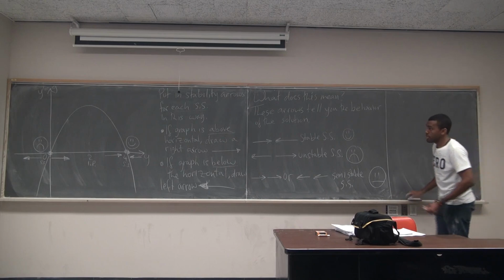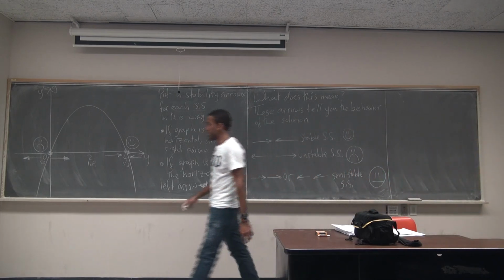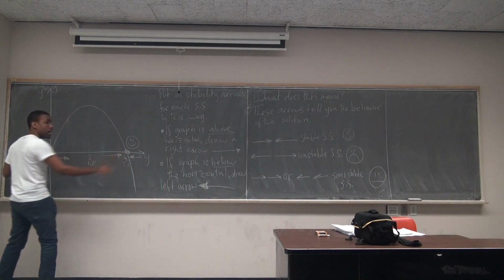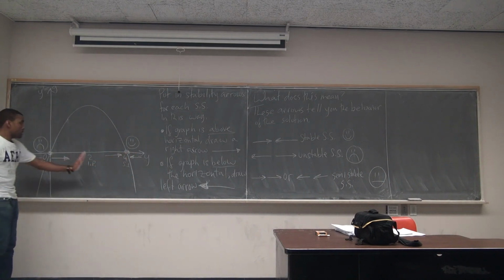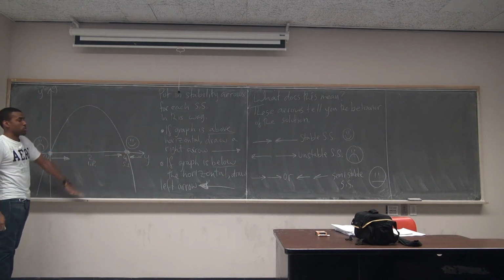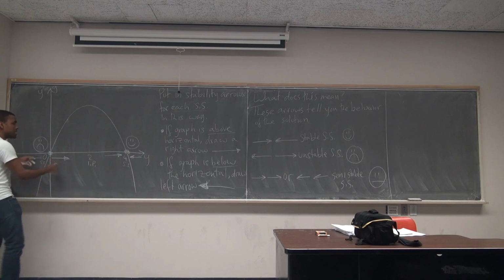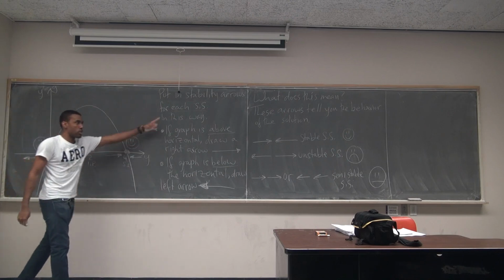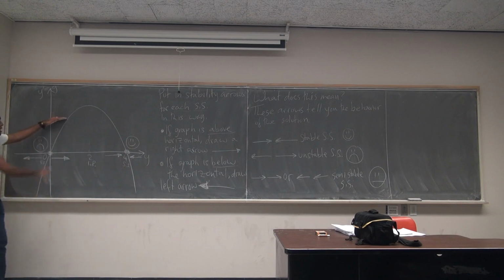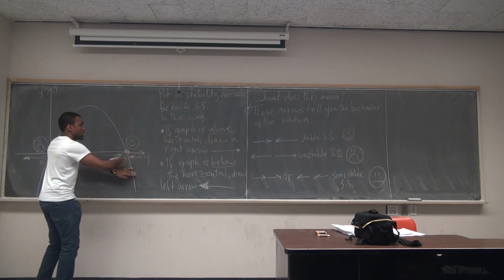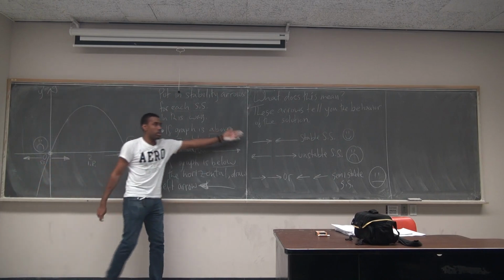So step one is to find your inflection points and your steady states. The steady states give you the horizontal intercepts. The inflection points will give you the maximum or minimums of this graph. For each steady state, I'm going to write stability arrows according to this rule. If I'm above the horizontal, I always draw an arrow to the right. If I'm below the horizontal, I will draw an arrow to the left. And this is what it means.